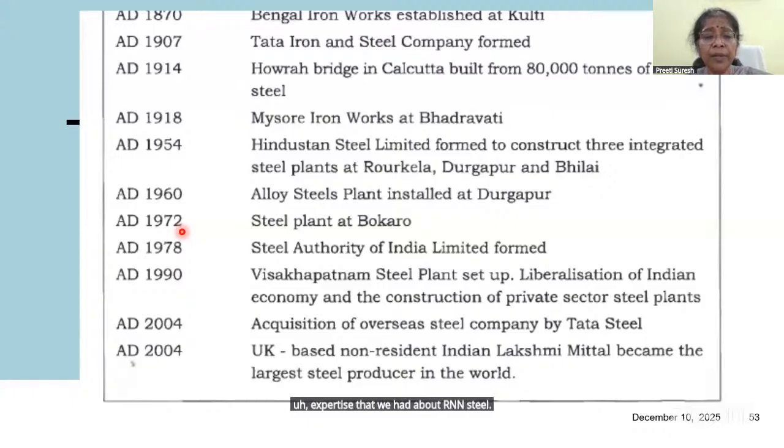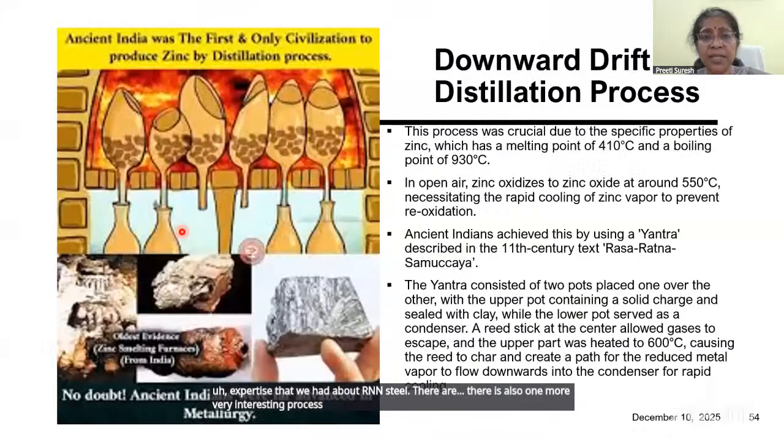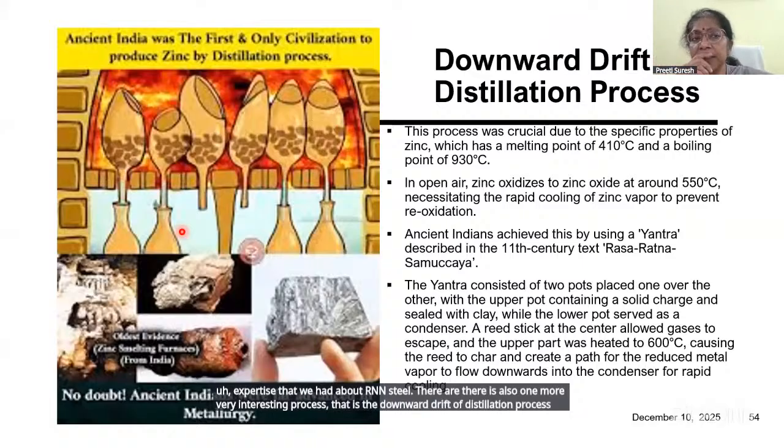There is also one more very interesting process, that is the downward distillation process. And this process is important because ancient India was the first and the only civilization to produce zinc by the distillation process.